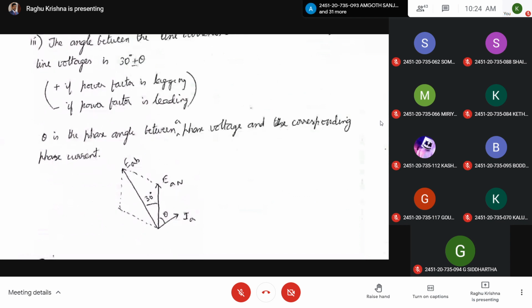So from the phasor diagram you can clearly see the angle between EAB and IA is 30 degrees plus theta because the current lags the voltage. As the current lags the voltage, you have to take the plus sign: 30 degrees plus theta.